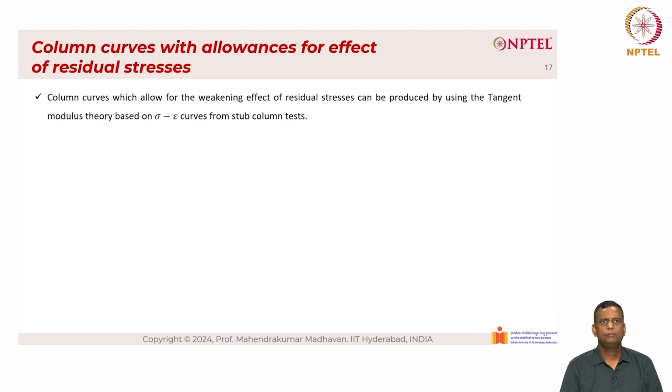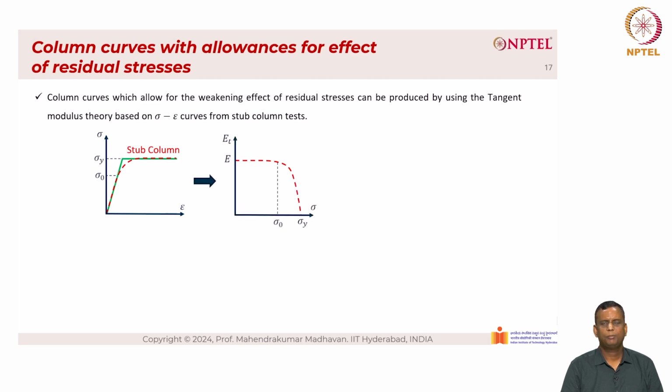Now, column curves which allow for the weakening effect of residual stresses can be produced by using the tangent modulus theory based on stress strain curves from stub column test. So you have a stub column test where you have the stress strain plot. The sigma naught represents the proportional limit and sigma y is the yield point. When we represent it in terms of the Young's modulus on the y-axis and stress on the x-axis, you can see that the Young's modulus is constant until it reaches sigma naught, and then there is a sudden drop and it reaches the slope 0 when it reaches sigma y.